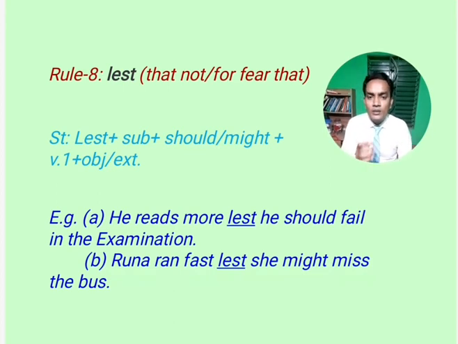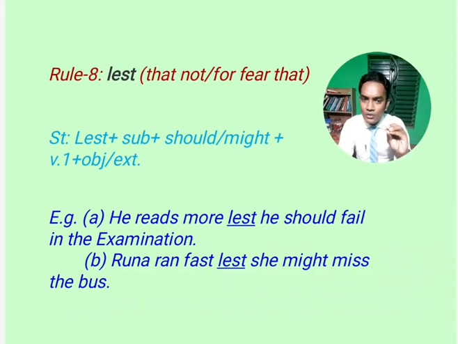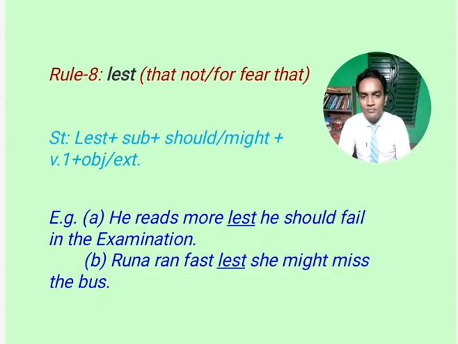Okay, the examples. He reads more, lest he should fail in the examination. Can you understand the sentence? Of course, you can understand, right? And number B, Runa ran fast, lest she might miss the bus. Of course, here after lest, subject she plus might, then miss as verb 1, right? Then object. Okay, thanks.